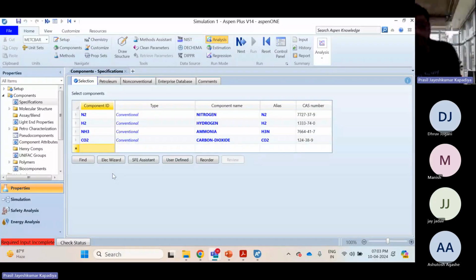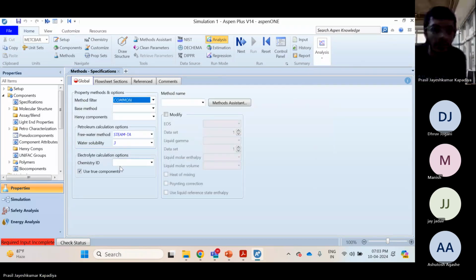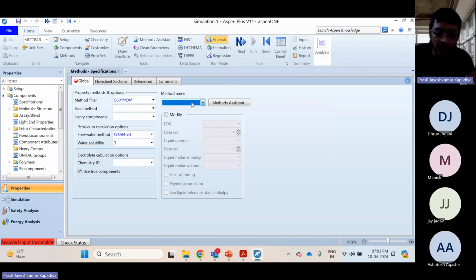Okay, so we have added these four components: N2, H2, ammonia, and CO2, right? Now we will press next. So the property method is NRTL. Okay, so NRTL is here.